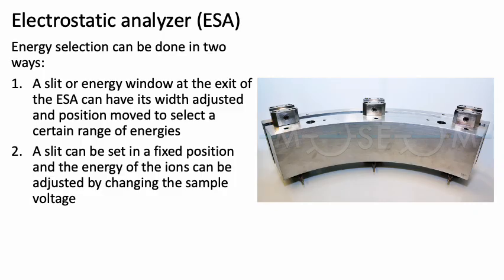So we can do this in two ways. We can either have a slit or energy window at the exit of the electrostatic analyzer, and we can adjust its width and position in order to select a certain range of energies. Or we can have a slit that's at a fixed position, but then change the electric field to let out certain ions.